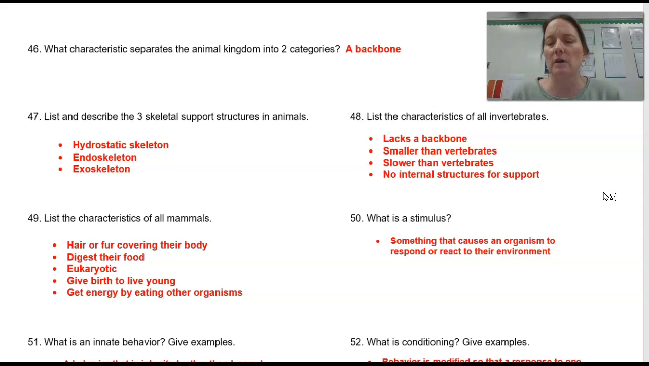So make sure you know those, because I think that question, if I'm not mistaken, has something like select all of the following that are characteristics of invertebrates, or it says all of the following are characteristics of invertebrates except. So just make sure you know all of those. Okay.